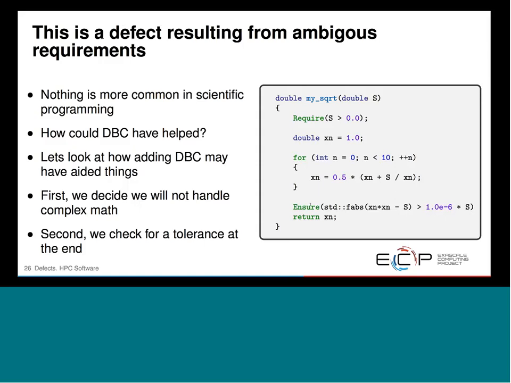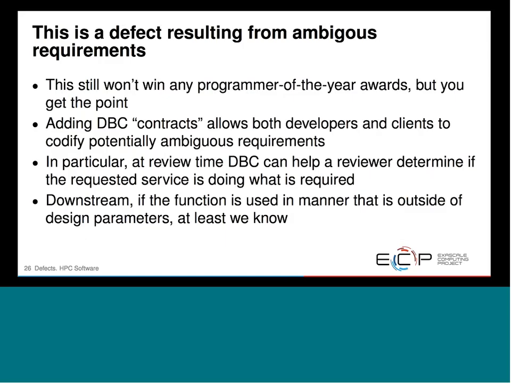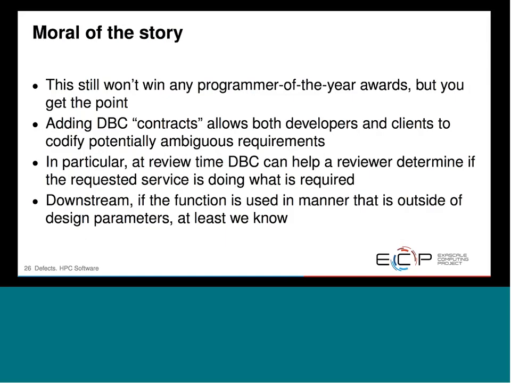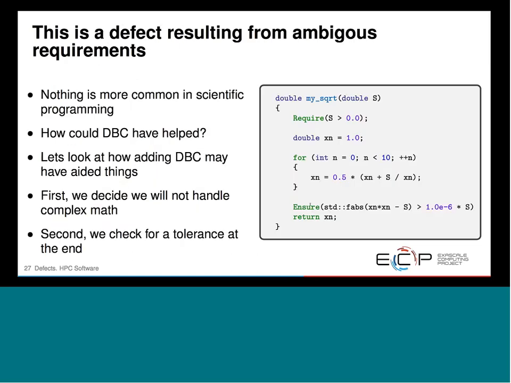So very early in the process of developing this particular piece of code, I'm able to detect the problem before it gets into production and before people start using it three, four, five, whatever months down the road. All right, so that's the way we can handle certain things at review time to determine if the requested service is doing what is required. And then downstream, even if that function is used in a manner that is outside of our design parameters, at least we know.